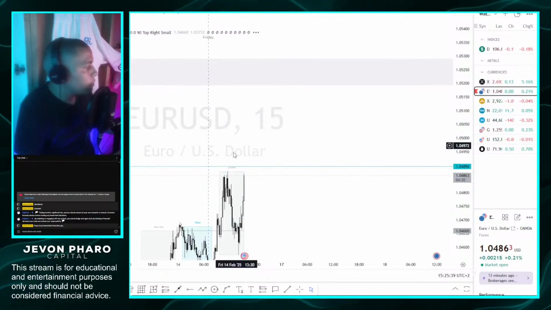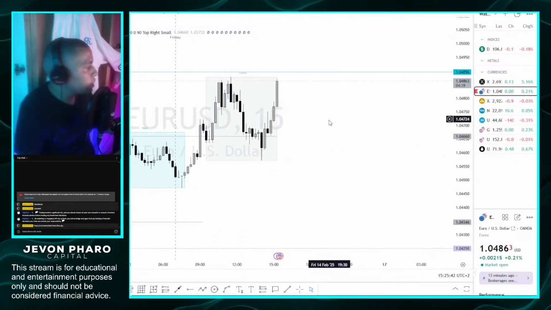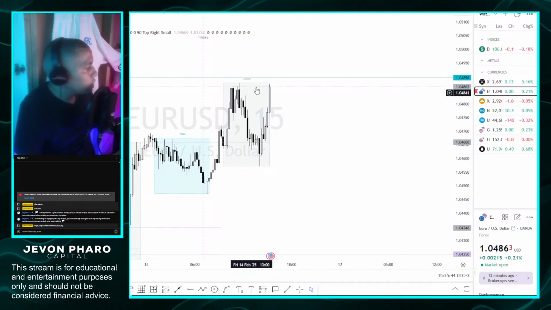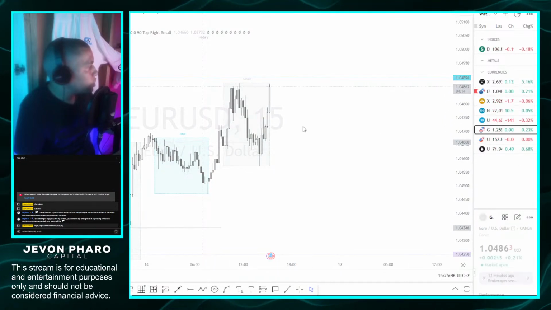So it's quite a long way up for EU over here. Nothing I can really do on it. Also don't trust the pattern over here, so I won't be looking for any shorts on it.